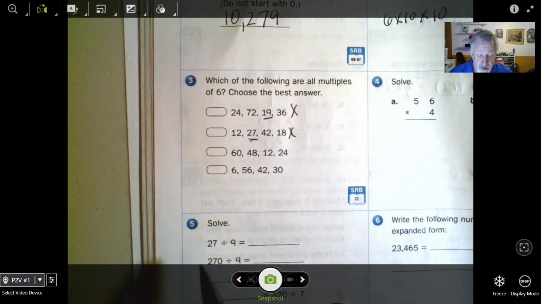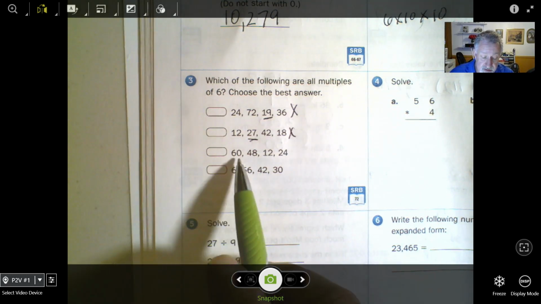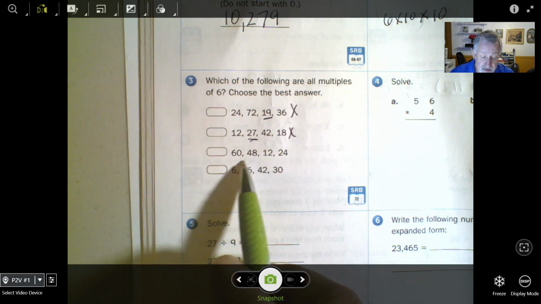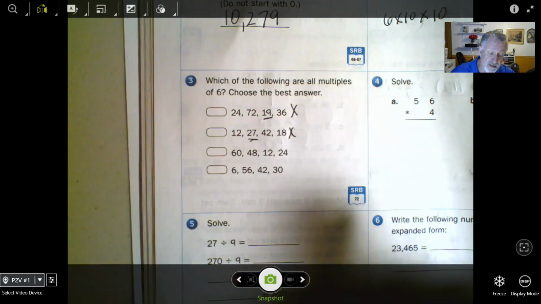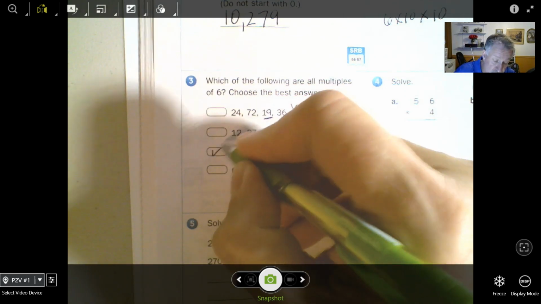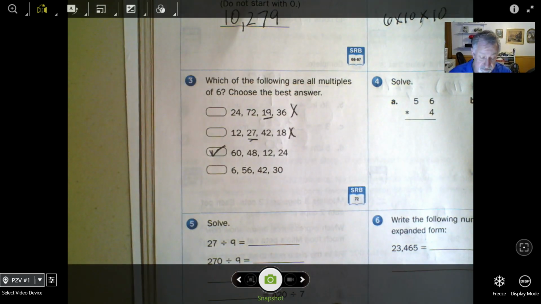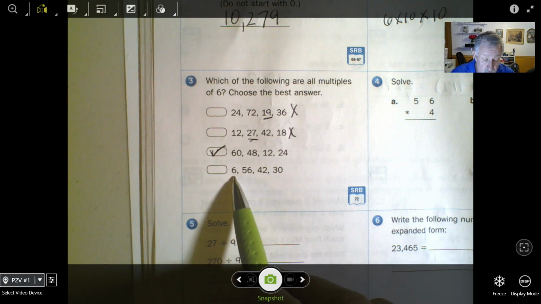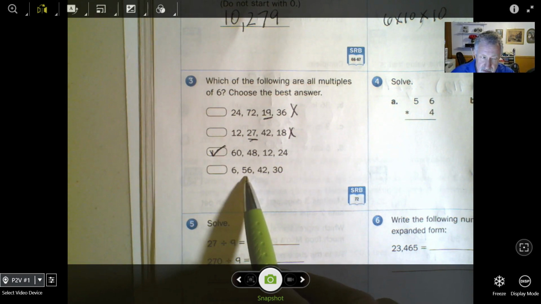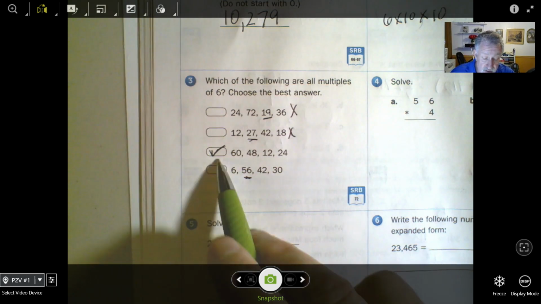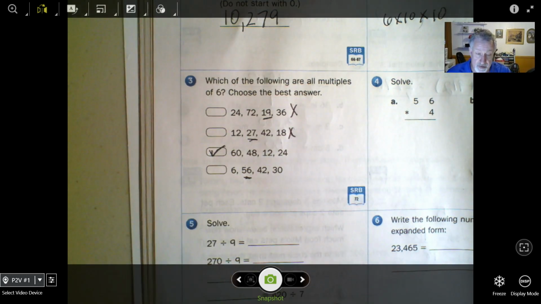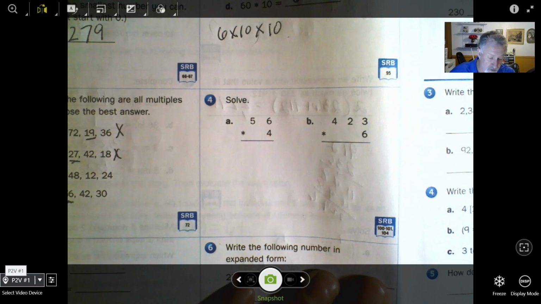So the only possible answers I have left right now are the third and the fourth. And so can I divide all of these numbers evenly by 6? 6 times 10 is 60. 6 times 8 is 48. 6 times 2 is 12. 6 times 4 is 24. So that set works. Okay. 6 times 1 is 6. 6 times 9 is 54. So I have a problem with this number, so it looks like the only one that's going to work is the third one.